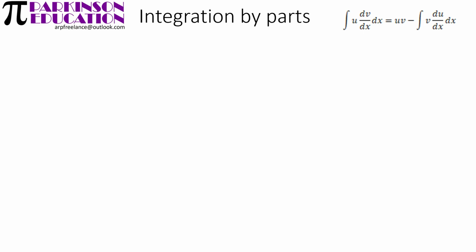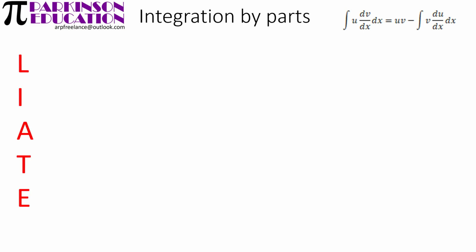You'll notice at the start there is u times dv by dx. Now, obviously when you multiply something you don't have to decide which way. It doesn't matter. However, one way will make it easy, one way will make it hard. So the hard thing to start with is which one is u and which one is dv by dx. Luckily, there's a little trick.